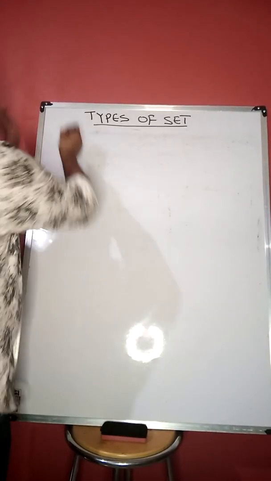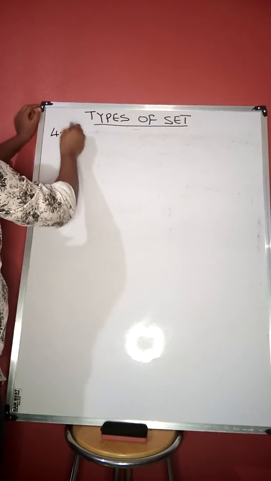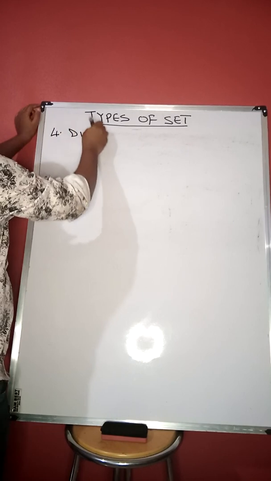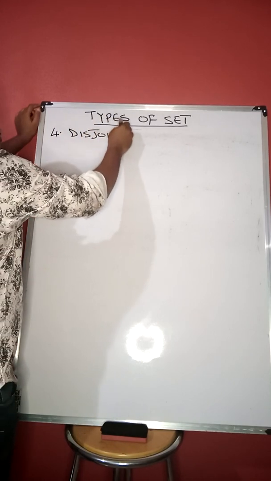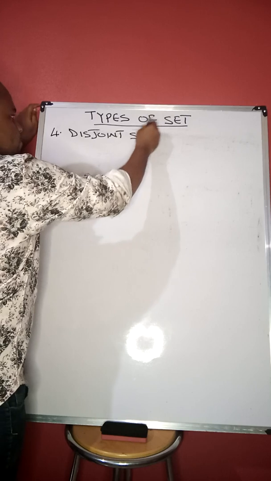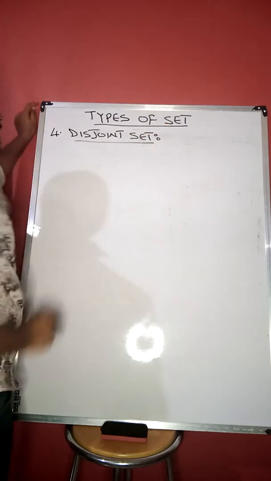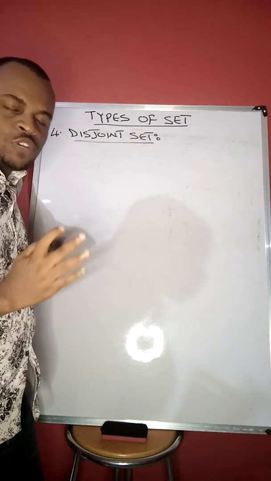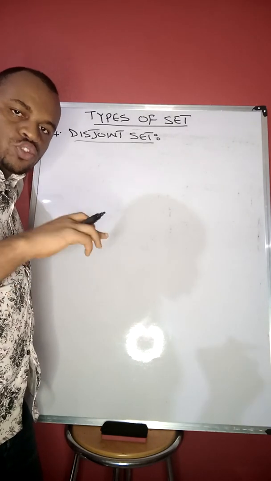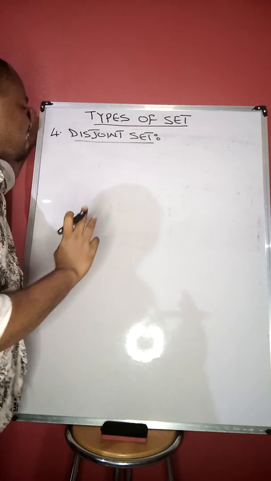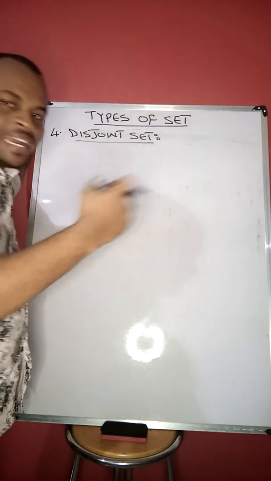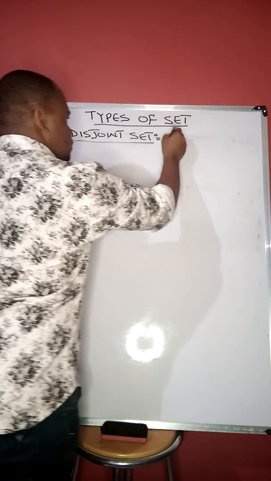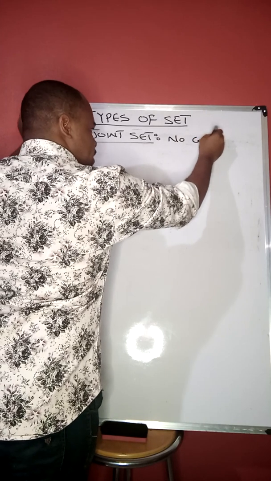All right, number four is a disjoint set. When do we say two sets are disjoint? Because for a disjoint set, you must be comparing between two or more sets. Two sets are disjoint when they don't have any element in common. No common elements.